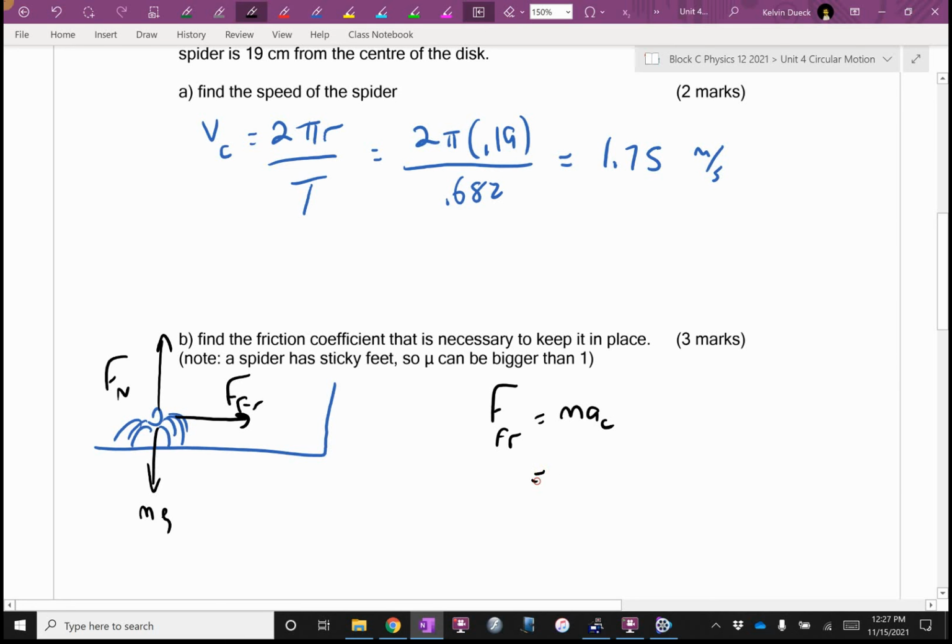But this time, I said, I guess I'm going to use the 4 pi squared r over t squared. I could have used v squared over r and used my answer from part A, but Alicia, I have a habit, if I can avoid using an answer to find an answer, I'll try and do that. And since they gave me the period, I used that one. And I got mu times the normal force. I don't know the normal force.